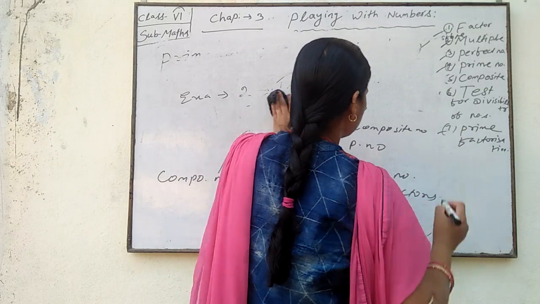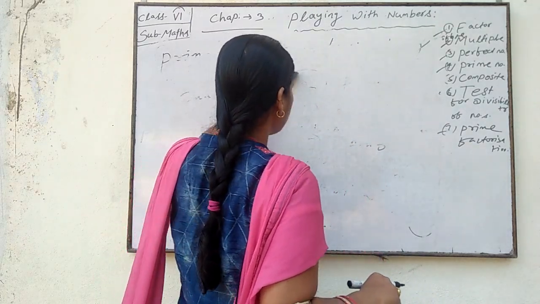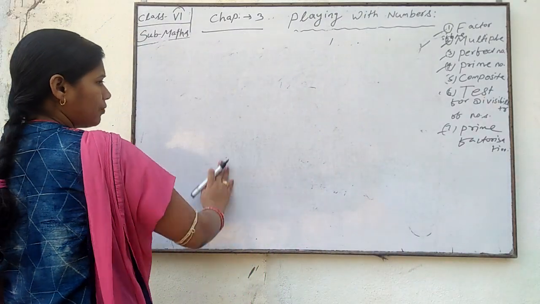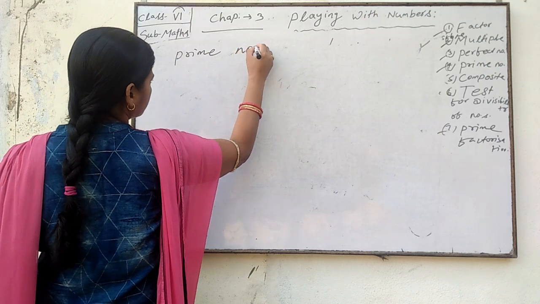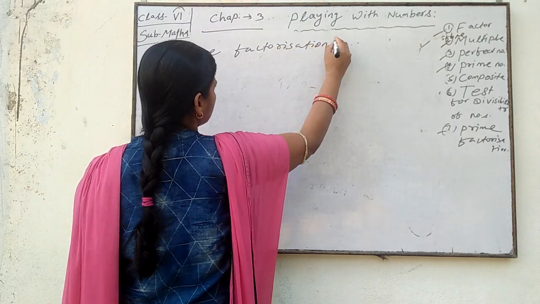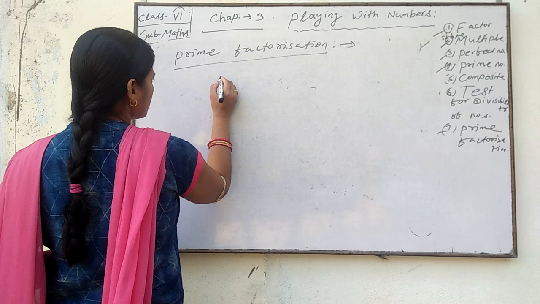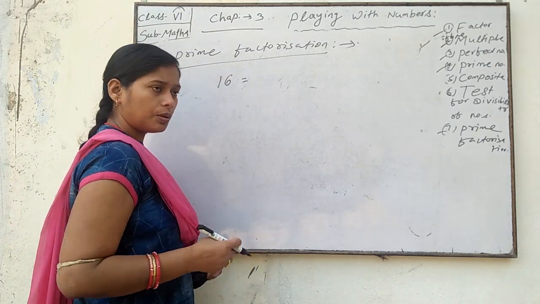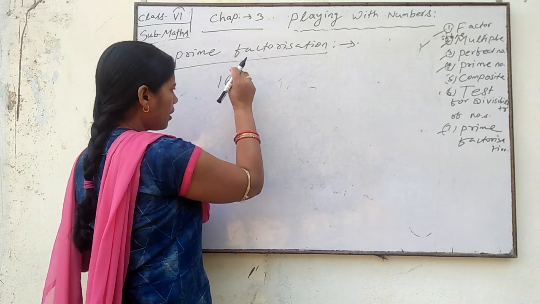And what is prime factorization? Prime factorization means expressing the number as a product of only prime numbers. Now express 16 as the product of only prime numbers.